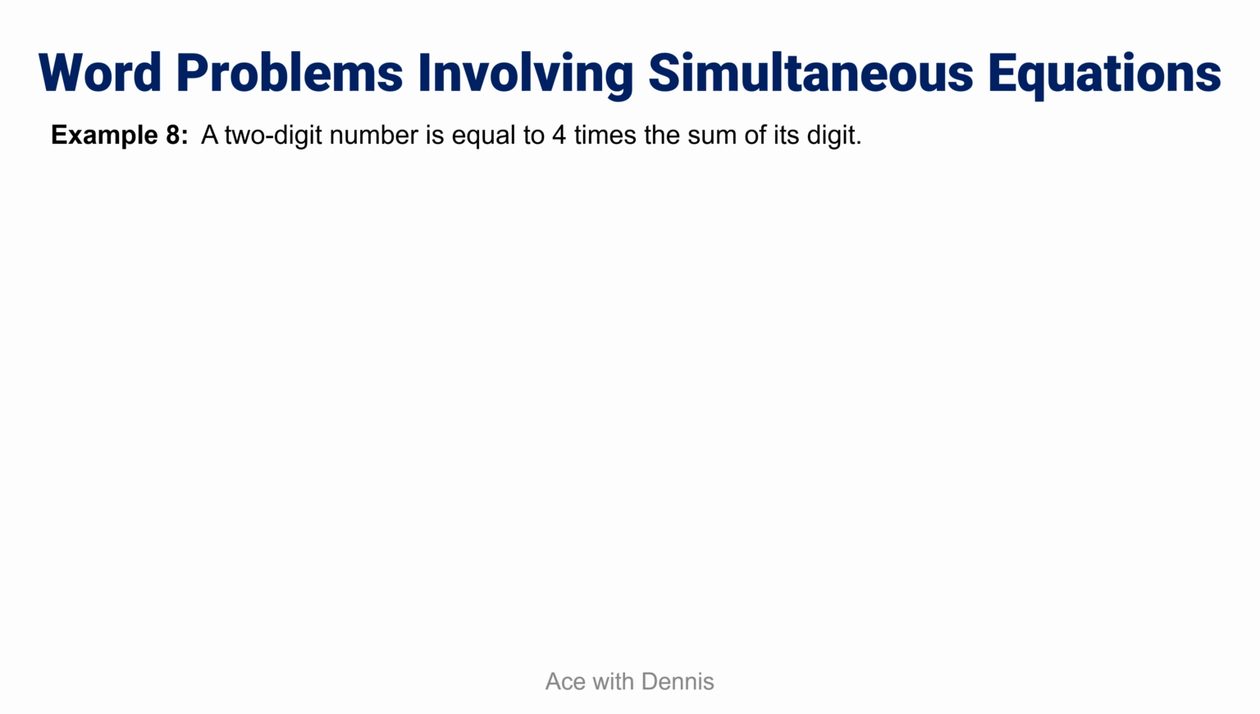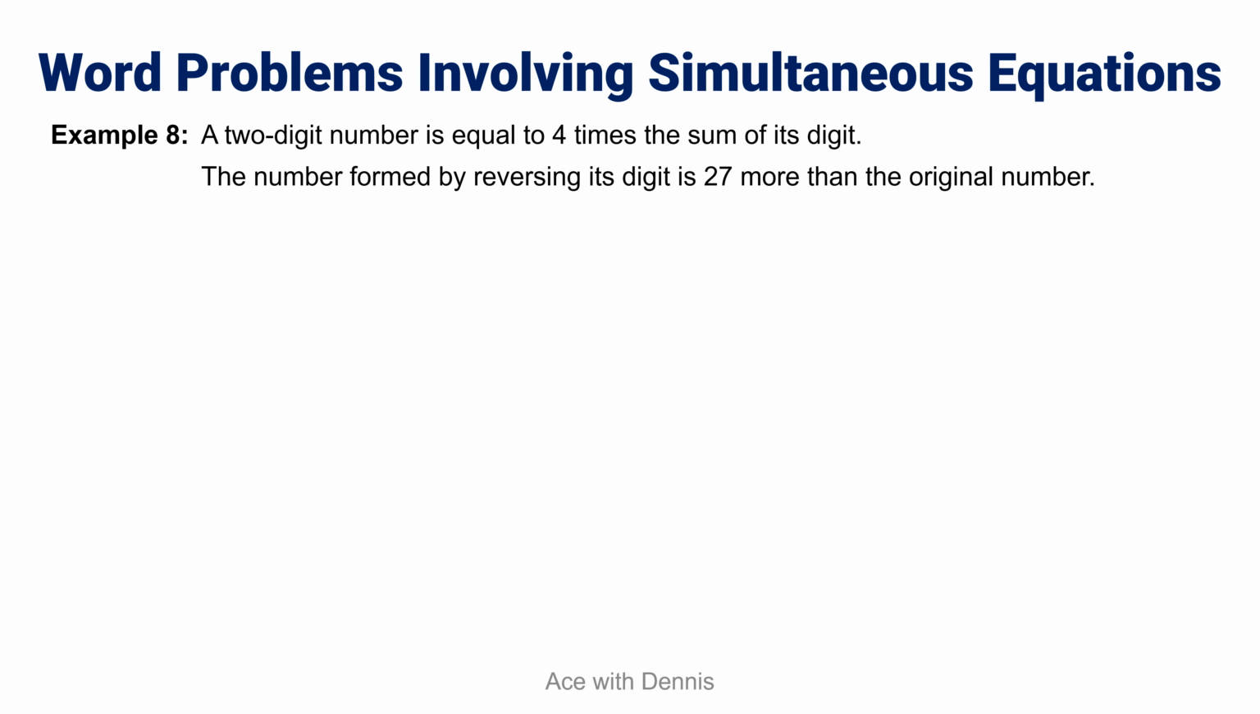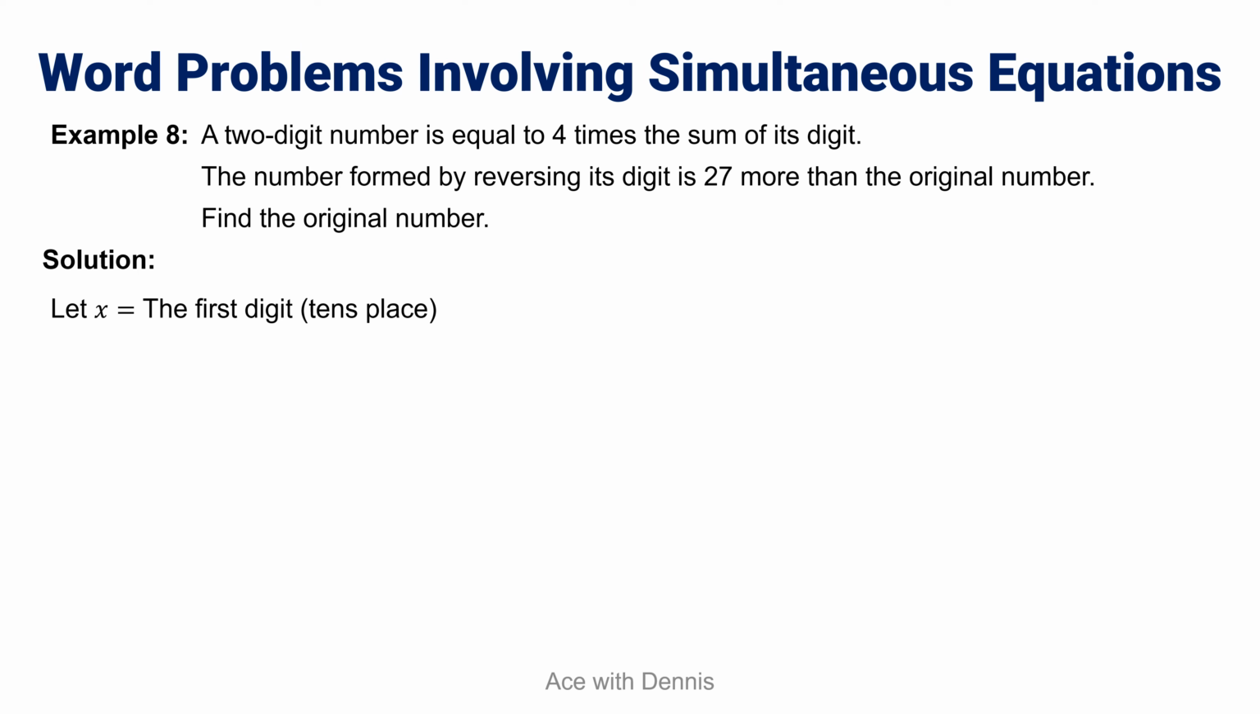Example 8. A 2-digit number is equal to 4 times the sum of its digits. The number formed by reversing its digits is 27 more than the original number. Find the original number. Here's the solution. So we let x be the first digit, which is in the tens place, and y be the second digit, which is in the ones place. Hence, the original number will be 10x plus y because x is in the tens place and y is in the ones place.